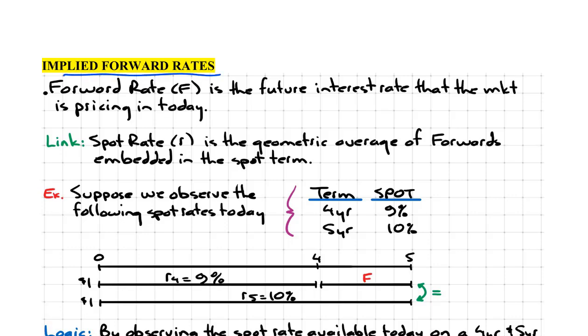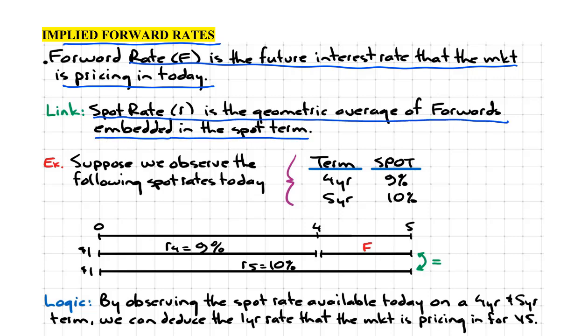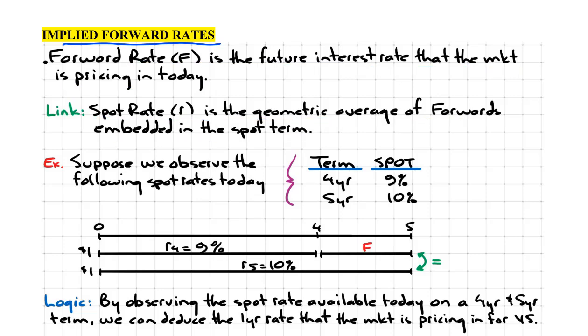Implied forward rates. The forward rate is the future interest rate that the market is pricing in today. Now the linkage is as follows. The spot rate is the geometric average of the forwards that are embedded within the spot's term. Let's illustrate this concept with an example.